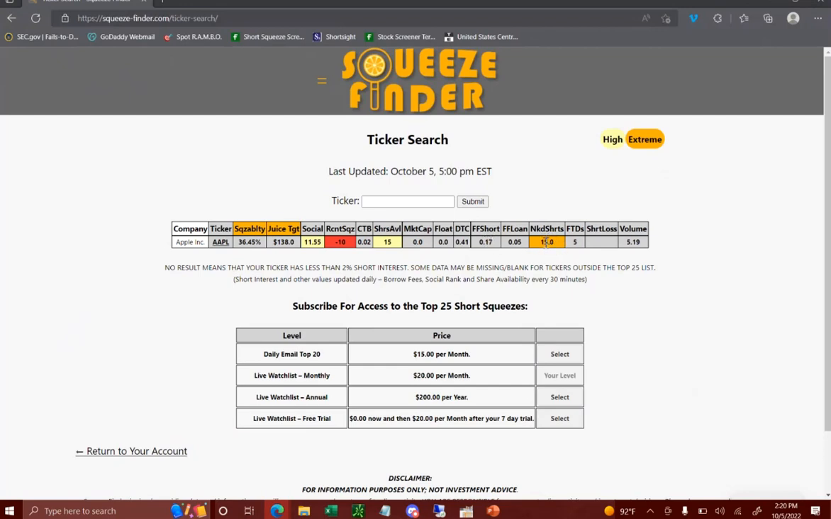You can probably ignore the naked shorts because these values are so small that there's probably some discrepancy in the data. Share availability at 15. That's interesting. I would want to maybe take a closer look at that. Again, it's showing a -10 on the recent squeeze because it has sold off quite a bit, and the target for a squeeze is not very high.